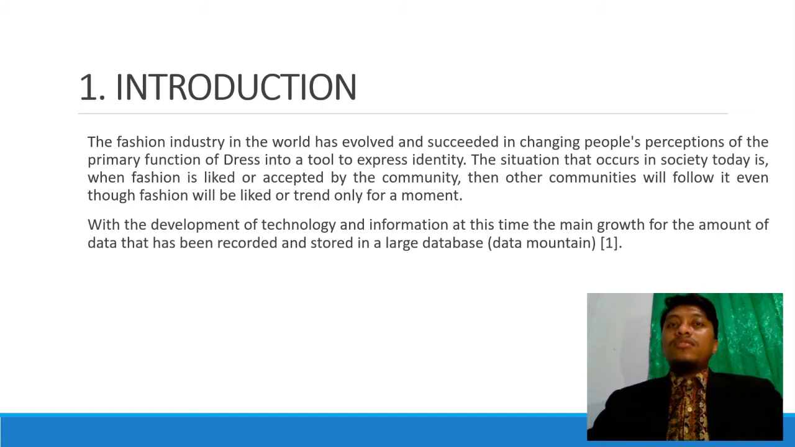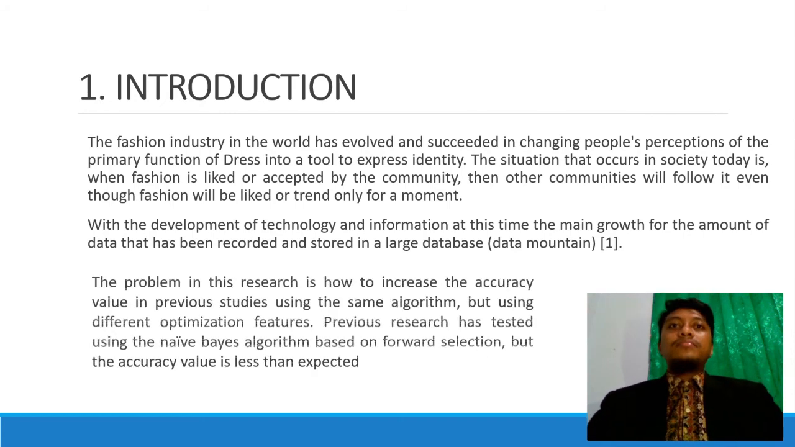With the development of technology and information, at this time demand grows for the amount of data that has been recorded and stored in a large database or data mountain. The problem in this research is how to increase the accuracy value in a previous study using the same algorithm but using a different optimization feature. Previous research tested the Naive Bayes algorithm based on forward selection, but the accuracy value was less than expected.